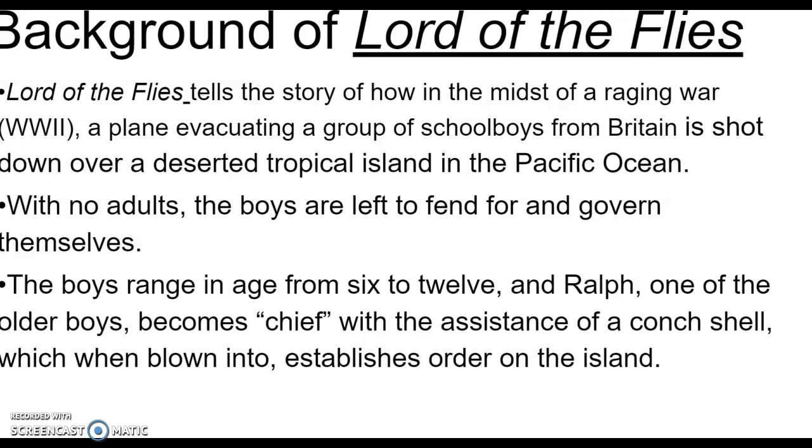The pilots are dead, the adults are dead, and so with no adults, they're left to fend for and govern themselves. The boys range in age from 6 to 12, and Ralph, one of the older boys, becomes chief with the assistance of a conch shell, which when he blows into it, establishes order on the island. When the boys hear him blowing into the shell, they know that they are to come and assemble. But this shell, which seems so irrelevant, a seashell, is going to play a huge role in terms of power and the struggle of power in the novel.